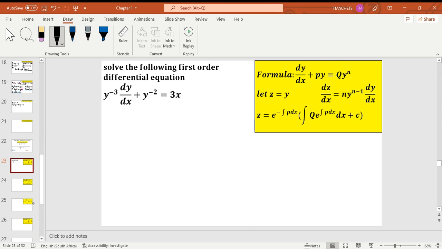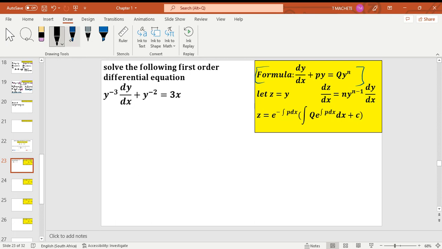Okay, so here you have it, Bernoulli. The Bernoulli equation that we have here is already simplified. I wrote all the formulas on the top right there.